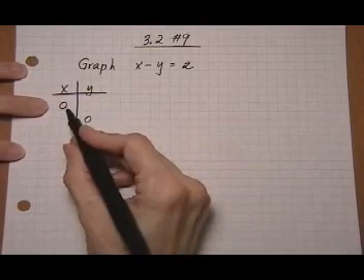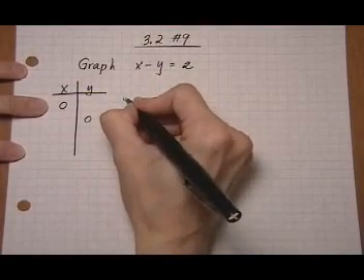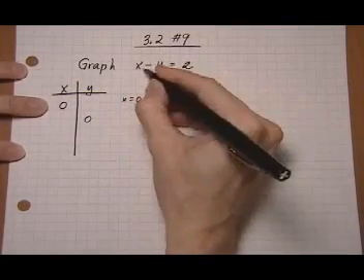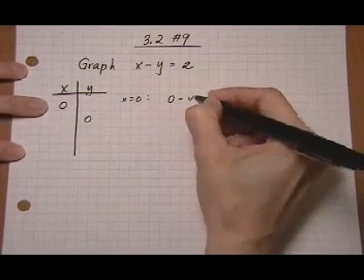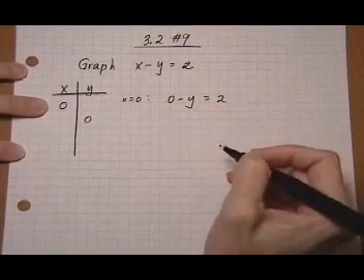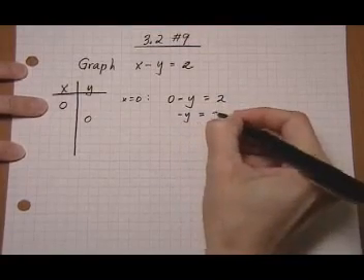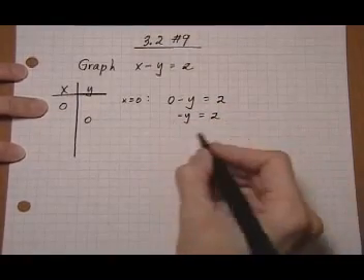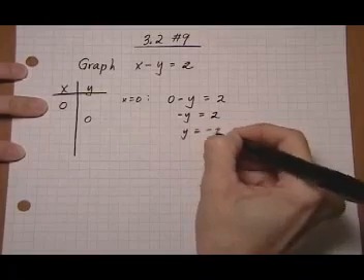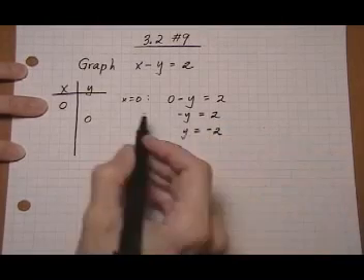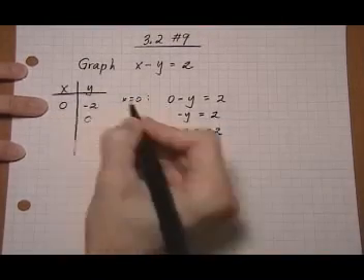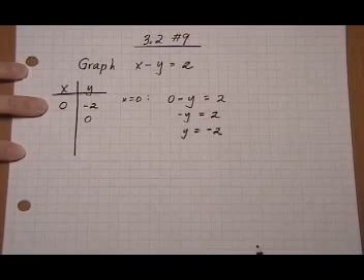So first of all, x is 0. If x is 0, the equation becomes 0 take away y equals 2, which is the same as negative y equals 2. Divide both sides by negative 1, and we get y is minus 2. So when x is 0, y is minus 2. That's our first ordered pair.